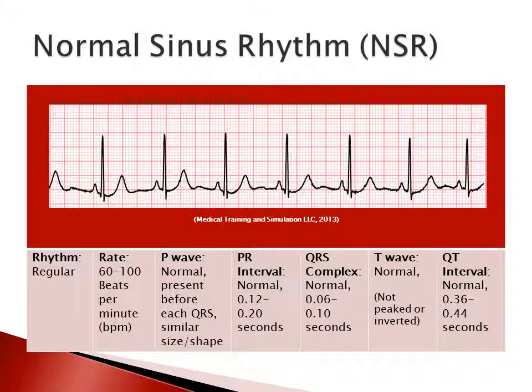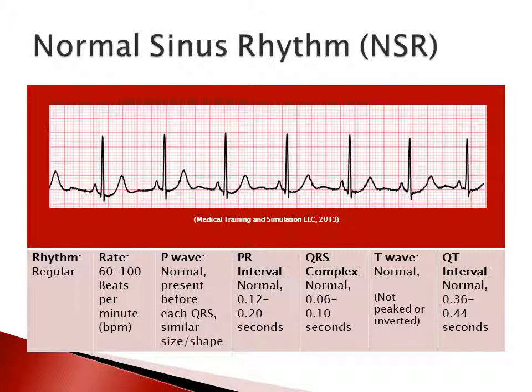Next, we're going to be looking at the PR interval, which is the distance from the beginning of the P wave to the beginning of the QRS complex. And we can see that this takes up 4 small boxes. So we know that each one of those is 0.04 seconds, so our PR interval is 0.16 seconds. And because our range is 0.12 to 0.20, that's in the normal range.